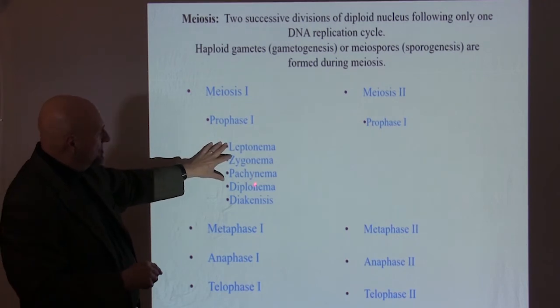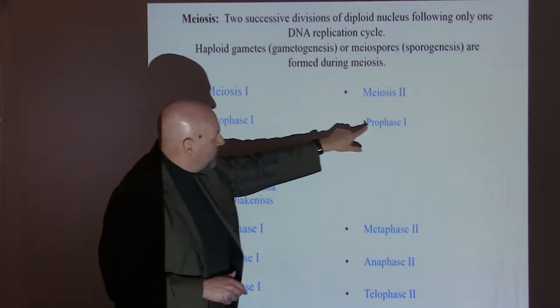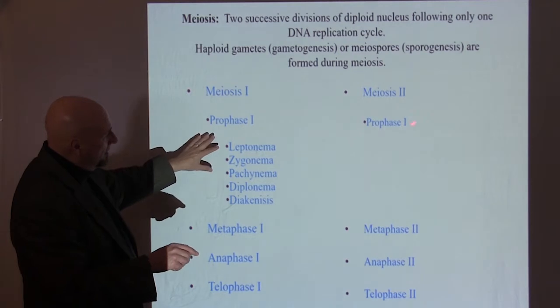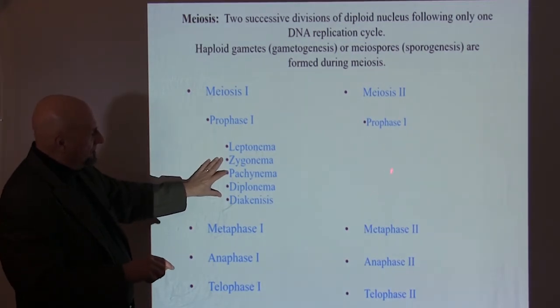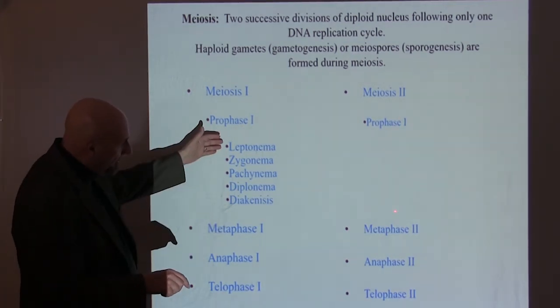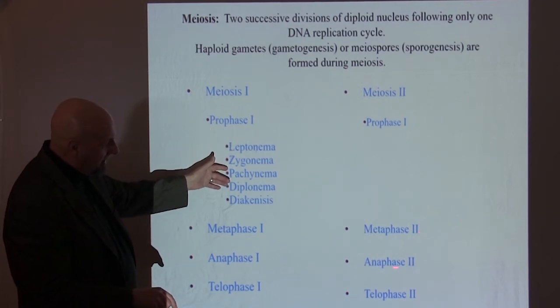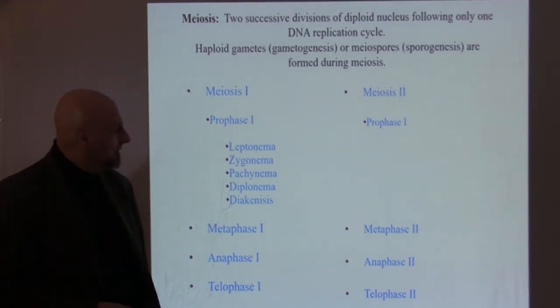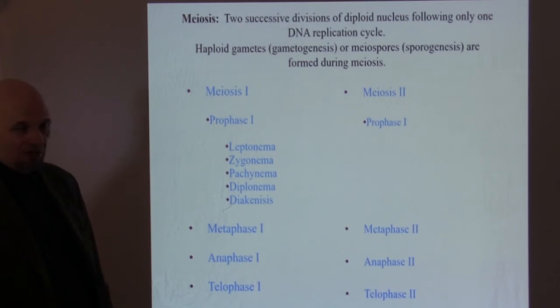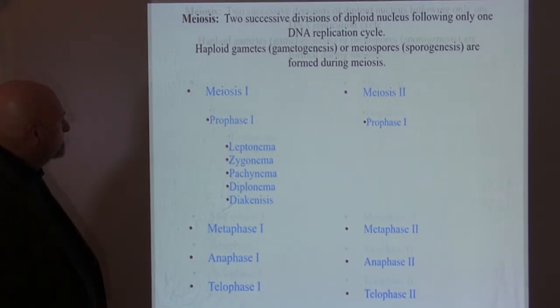Notice we don't have these stages over here, and that should be prophase 2, by the way. And over here we don't have those particular stages in this system. So we have metaphase 2 after that, anaphase 2, and then telophase. So there is a division down here, a cytokinesis here and a cytokinesis here.